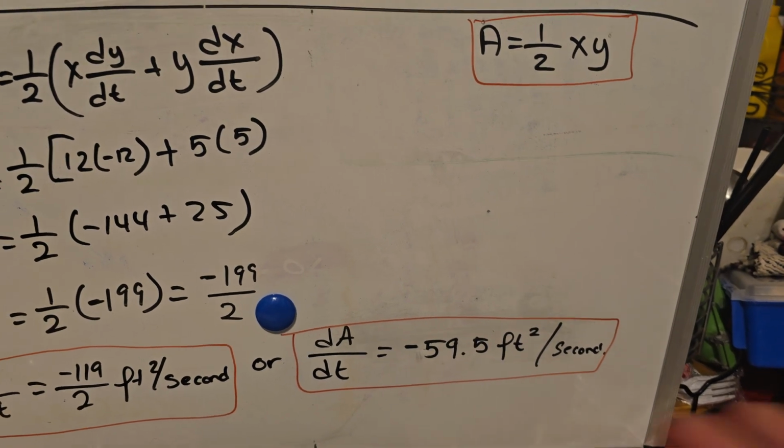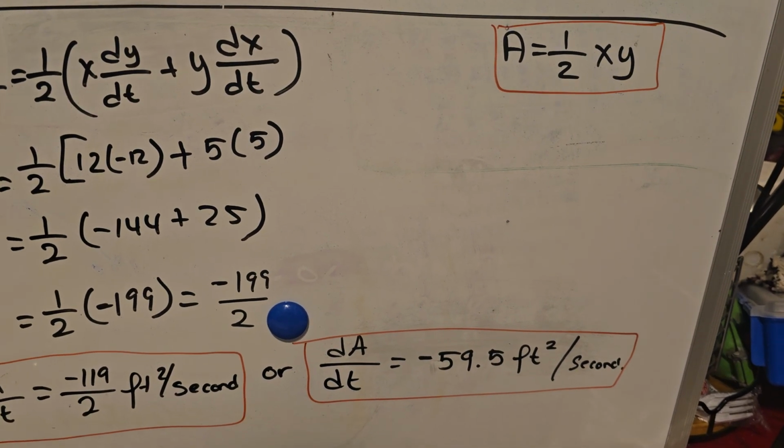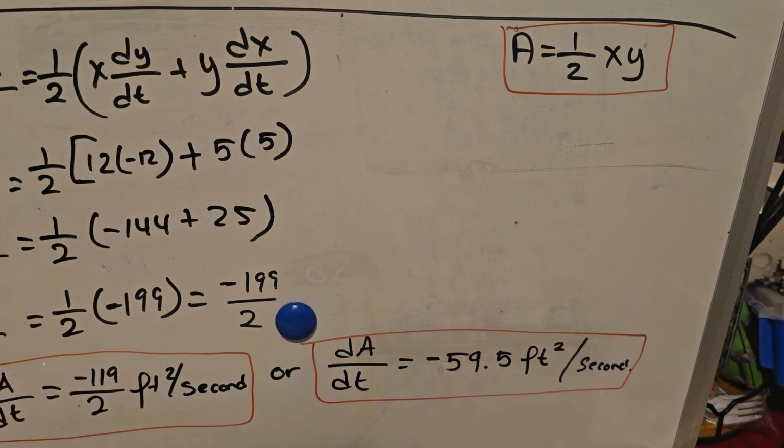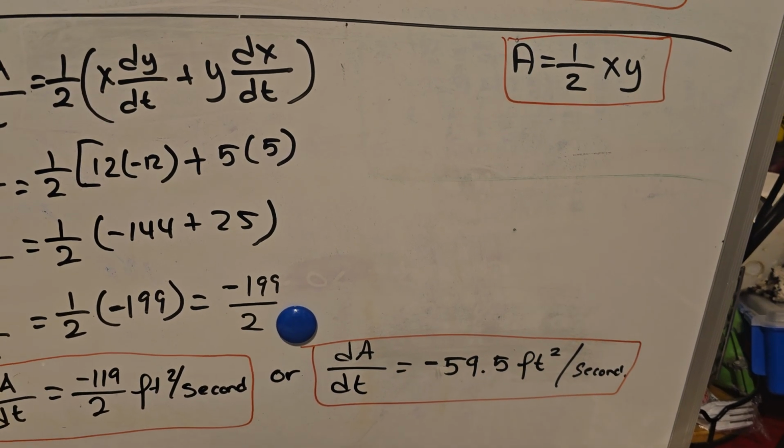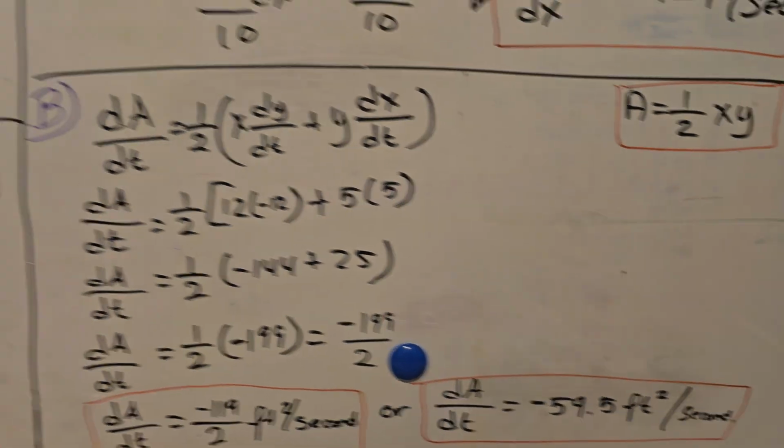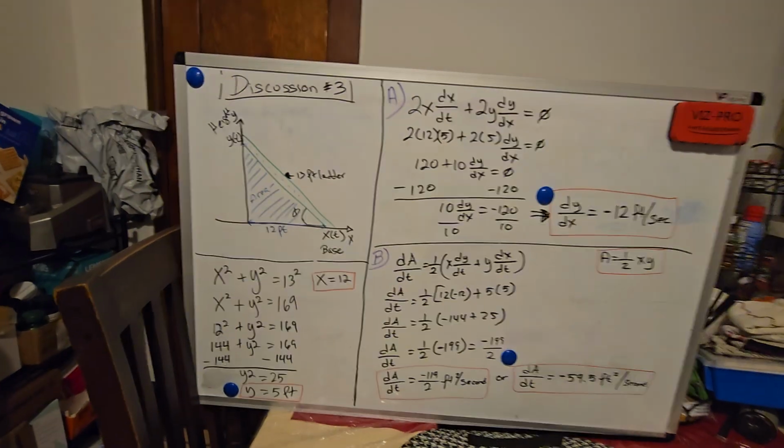So again, in this situation, the negative sign means that the area of the triangle is decreasing. So the area is decreasing at a rate of 59.5 square feet per second. And that is our problem.